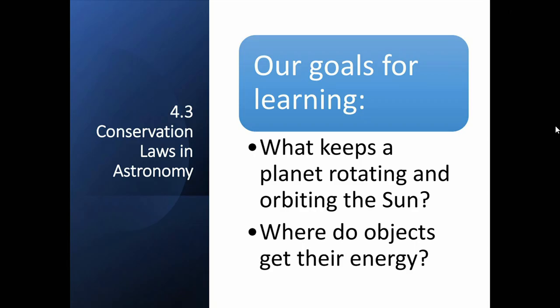These conservation laws that we're going to be talking about are very important just in general for how the universe works, but also for how astronomy works. We have these planets that are spinning on their axes and they're rotating about the sun, but why do they keep doing that? Does that require energy? The Earth doesn't have a propulsion system that's pushing it along in its orbit, so why does it keep orbiting? And then where do objects get their energy from?